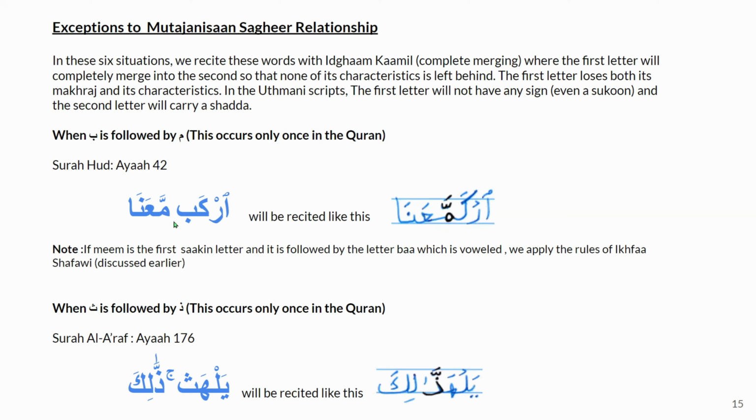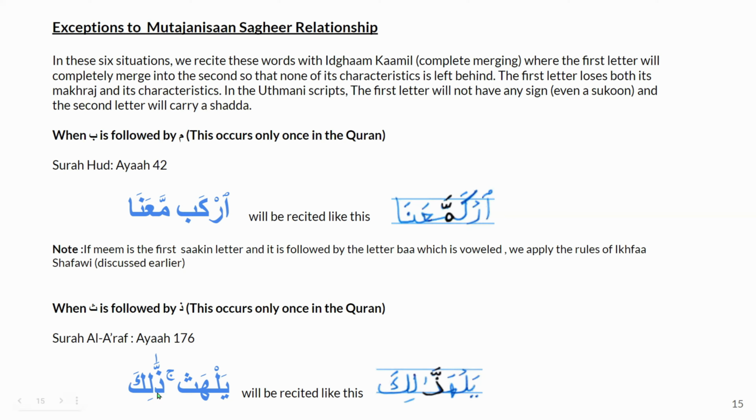The next situation is when letter tha is followed by letter zal, and letter tha and letter zal, both of them are coming from the tip of the tongue plus the bottom edges of the upper 2 incisors. But there is only one characteristic in which they differ. Letter tha is a letter of hams and letter zal is a letter of jahar. And that's the only sifa where they differ. And this situation only occurs once in the Quran in Surah Al-A'raf, ayah number 176, where they appear in a saghir relationship where letter tha is the first sakin letter and letter zal is mutaharrik.